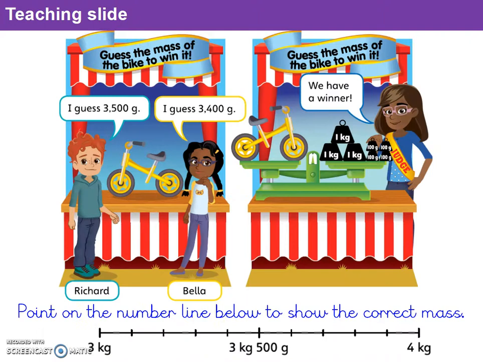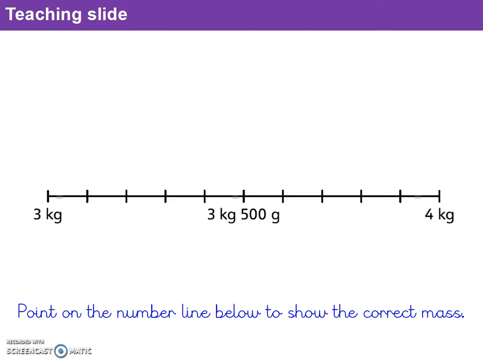And for question 1b, we're asked to point on the number line below to show the correct mass. So now we know the correct mass is 3,400 grams, or 3 kilograms, 400 grams. And we need to identify where that is on our number line. Now if we remember back to our very first session looking at mass, we looked at a way of finding out what the value for each interval is when they're unlabelled.